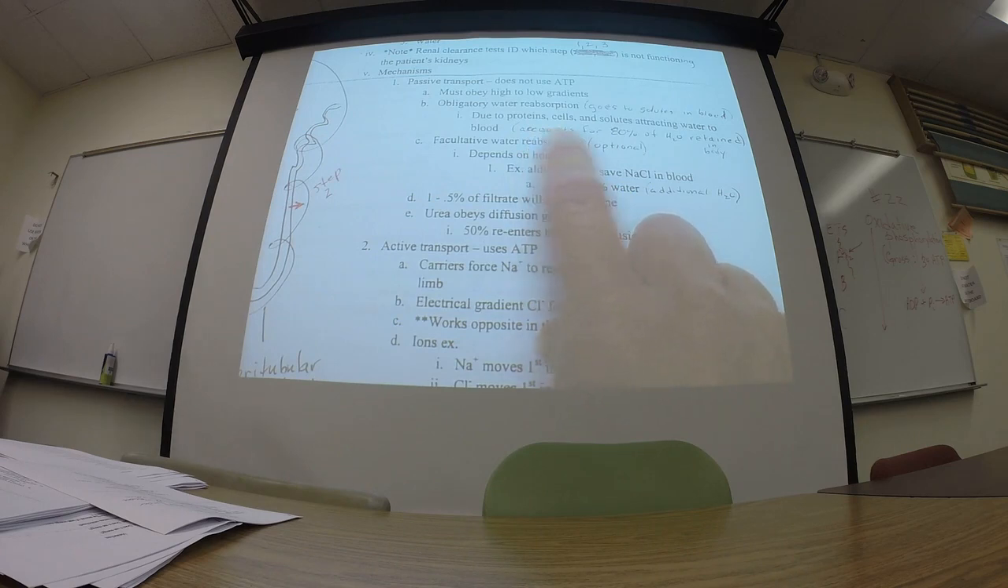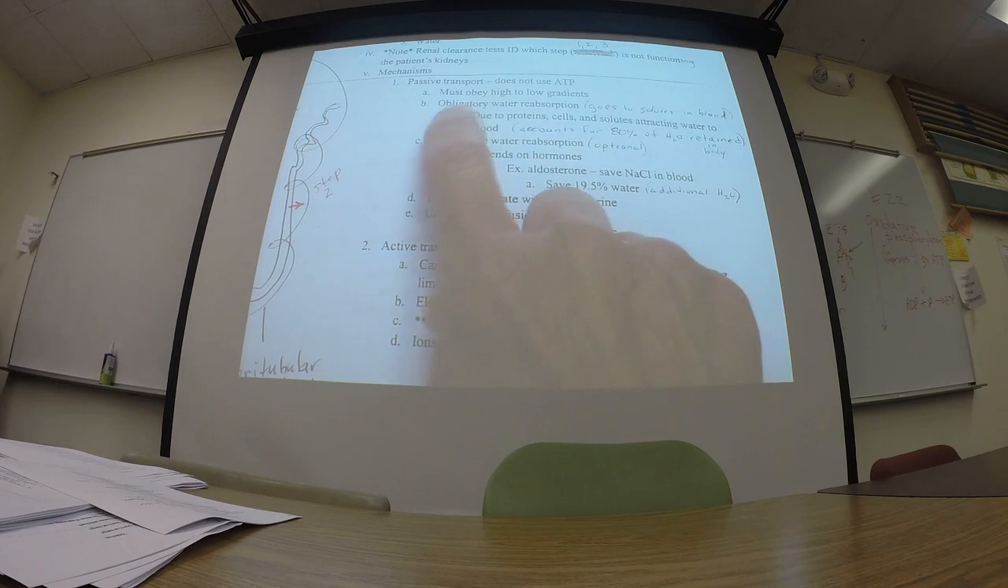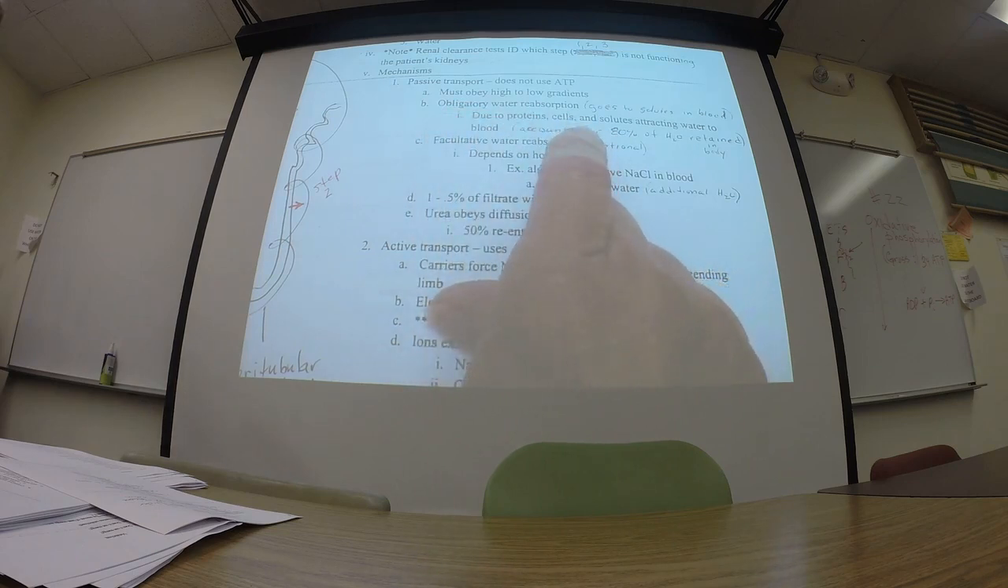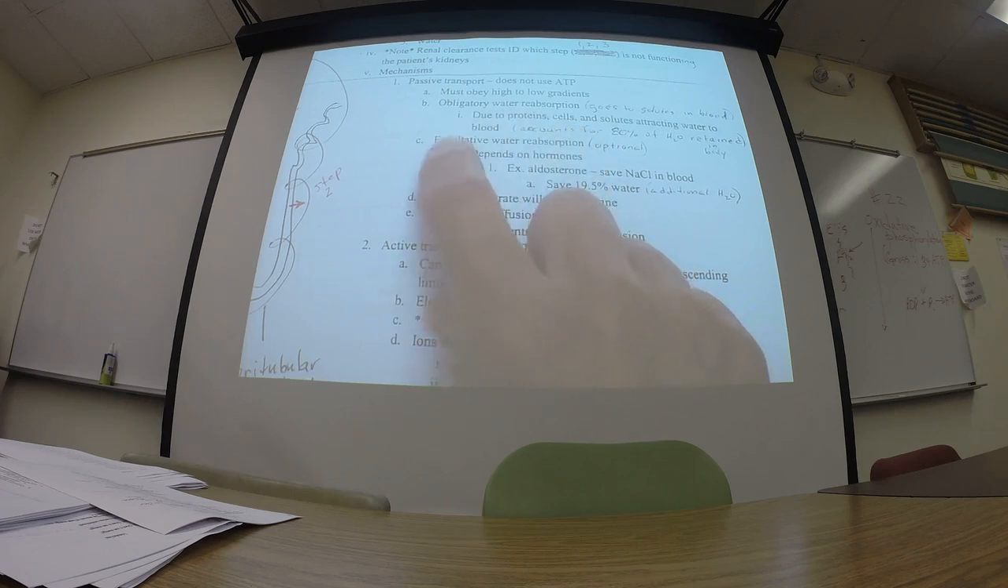Well, that ain't enough. How much more do we need? At least 19% more or 19.5% more water we need to reabsorb, or we're eliminating too much body fluid. So this is obligated to move. It has to move due to the solute concentration in the bloodstream. This is called optional, facultative water reabsorption.